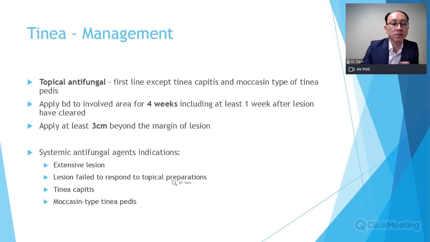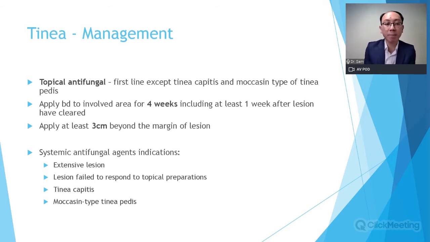So what are the indications for systemic antifungal agents? First, a very extensive lesion. Let's say the area of the body with tinea is too large. It's very difficult for you to apply the cream throughout the body. So this is one of the indications to use oral antifungal for the patient. Or if the lesion failed to respond to topical preparations, we have to consider oral antifungal.